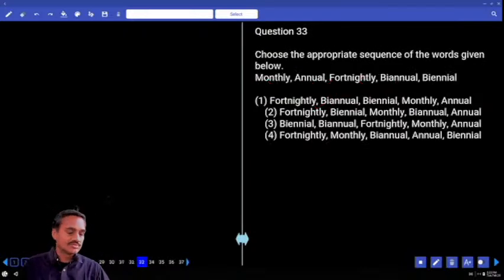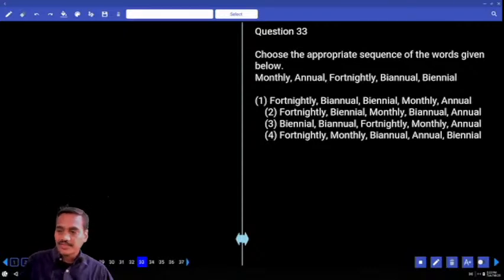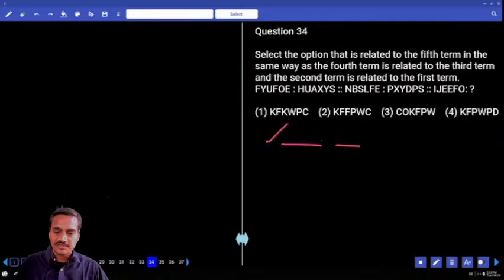Then coming to question number 33. Now choose the appropriate sequence of the words. First it comes under annual, fortnightly, biannual, biennial, monthly. Now starting with the word fortnightly. Fortnight is what? It is nothing but 15 days. Next one, monthly, 30 days. Hence what is your answer here? Choice for question number 33.